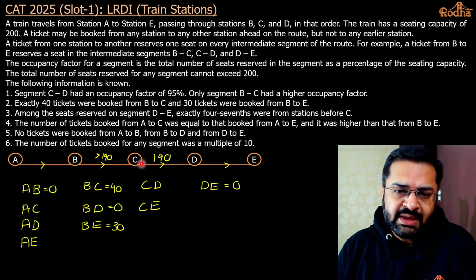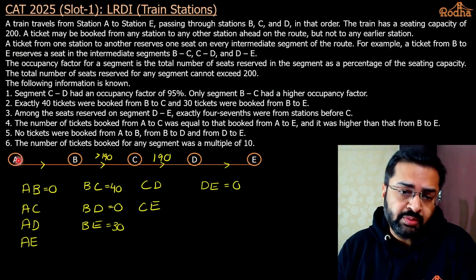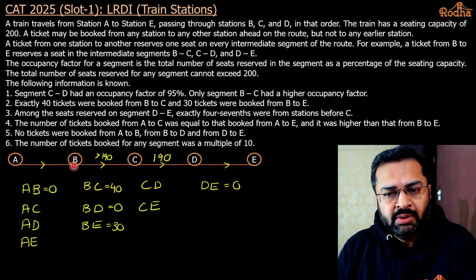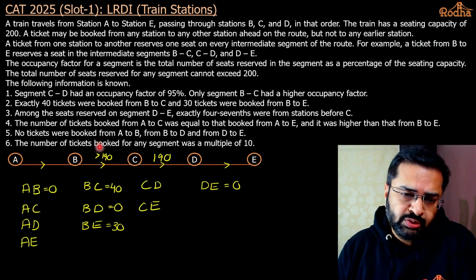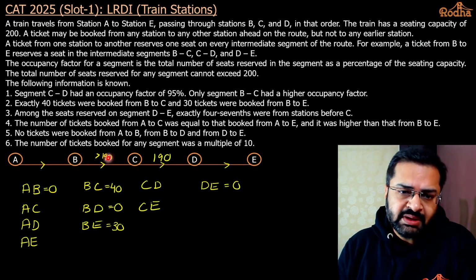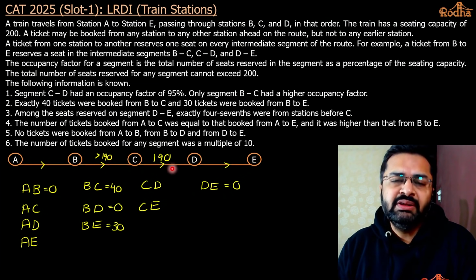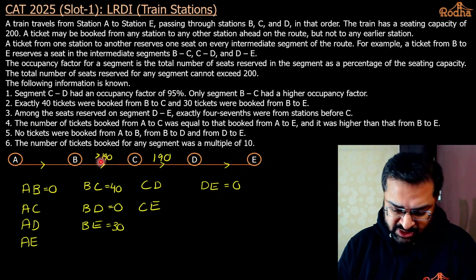So for example, AC would have a seat reserved for BC also, right? So if somebody books a ticket from A to C, that would include this segment BC as well. If somebody books a ticket from B to E, that would include this segment. But all of them are multiples of 10. So with this, we can infer that this number here, this greater than 190, cannot be anything else but 200. So we cannot have a 192 or a 194 or a 197 here. So we can just replace this quickly with a 200.